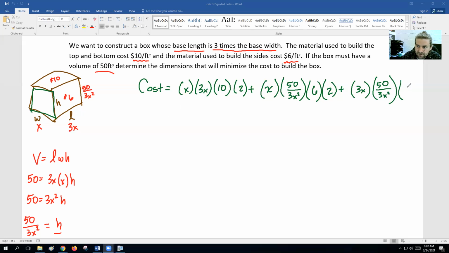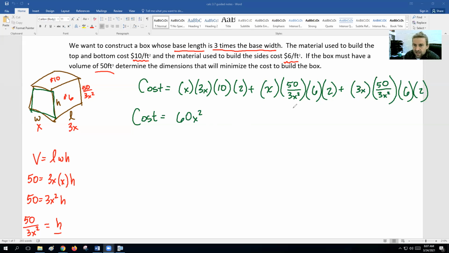And it costs $6. And there's a left and a right, so we can times that by 2. All right, so here's our cost formula. Piece of cake, just take the derivative of it. Now, okay, we definitely want to go through and let's simplify this. All right, x times 3x times 10 times 2. What is that going to be? What's 3 times 2? 10, that's 30. So this would be 60x squared.